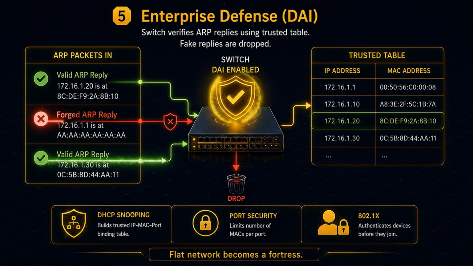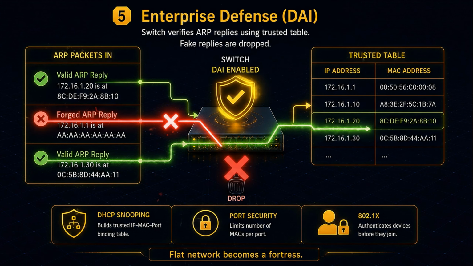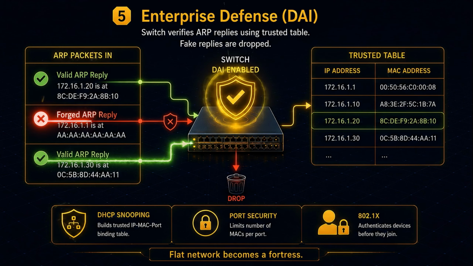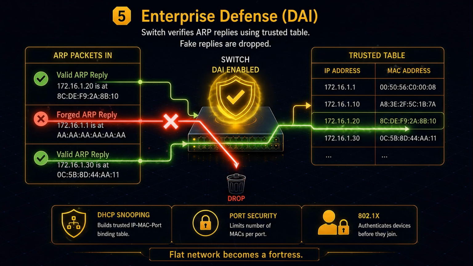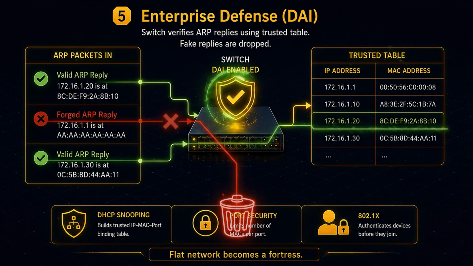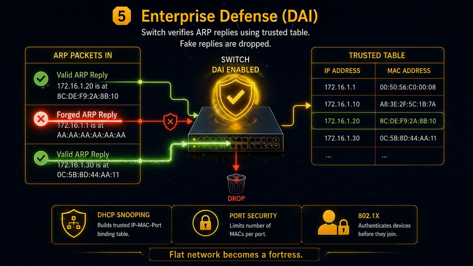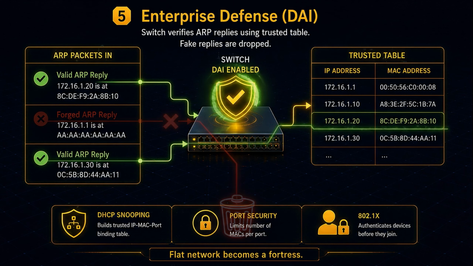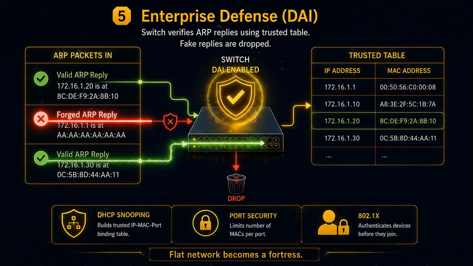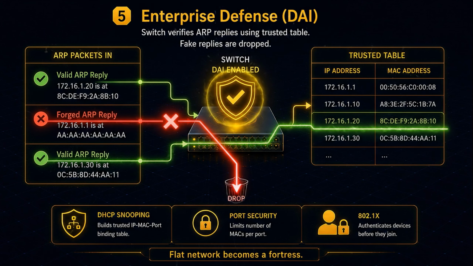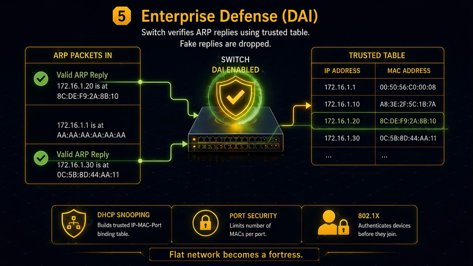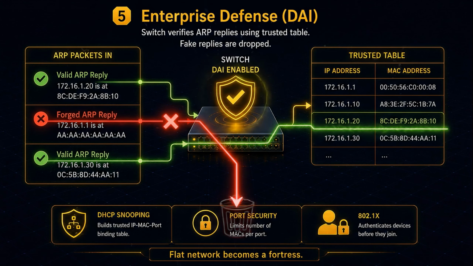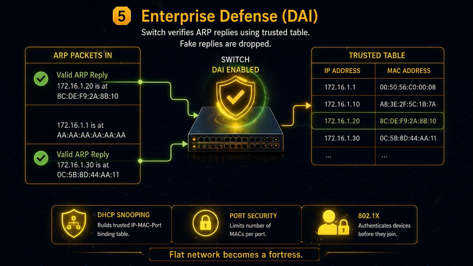While everything appears normal to the victim. So how does an enterprise network stop this? Modern switches don't trust every ARP reply anymore. They build a trusted table of which IP address belongs to which MAC address. When the fake ARP reply arrives, the switch compares it with the trusted table. If it doesn't match, the packet is dropped immediately. The attacker never reaches the victim.